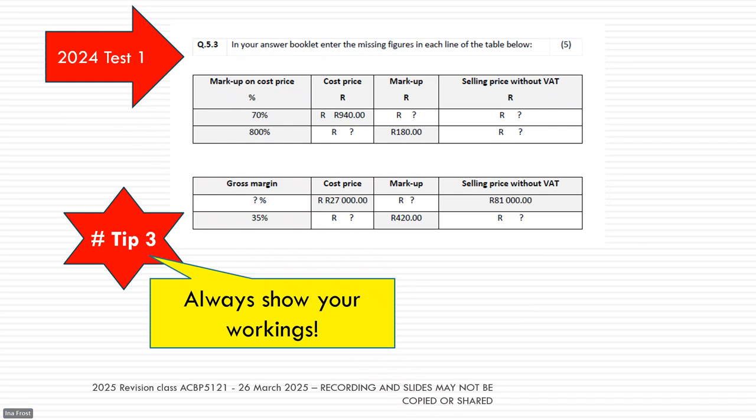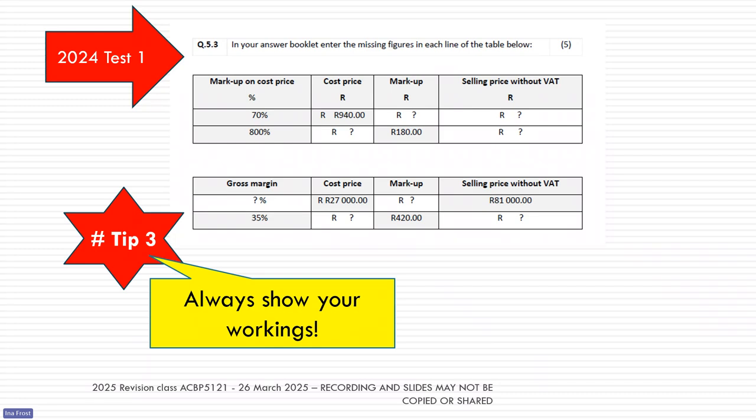This brings us back now to that semester test from last year. In the semester test, they asked the student question 5.3 for 5 marks, where they had to play around a bit with the formulas. They gave the student two sets of calculations, one dealing with gross margins and one dealing with markups.